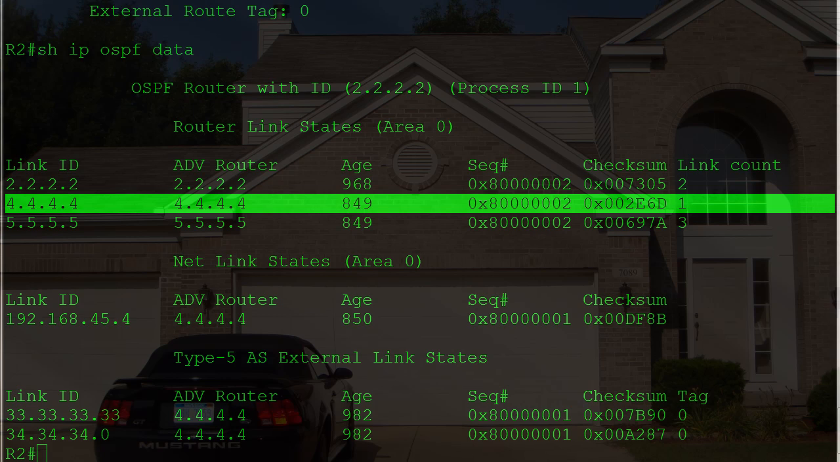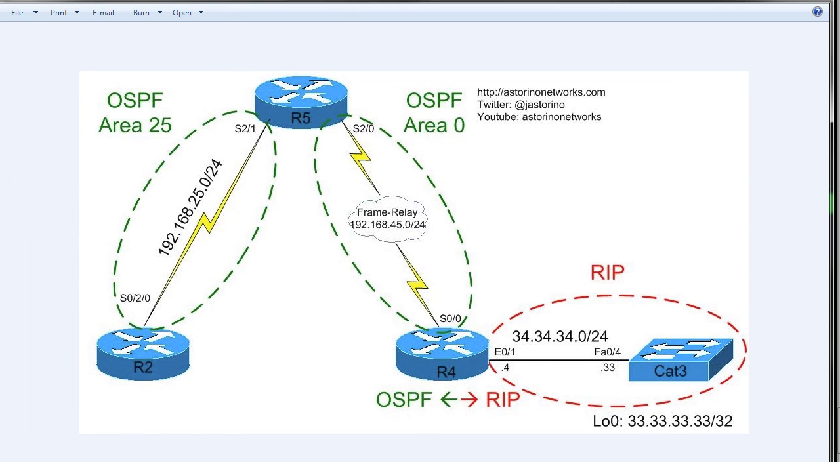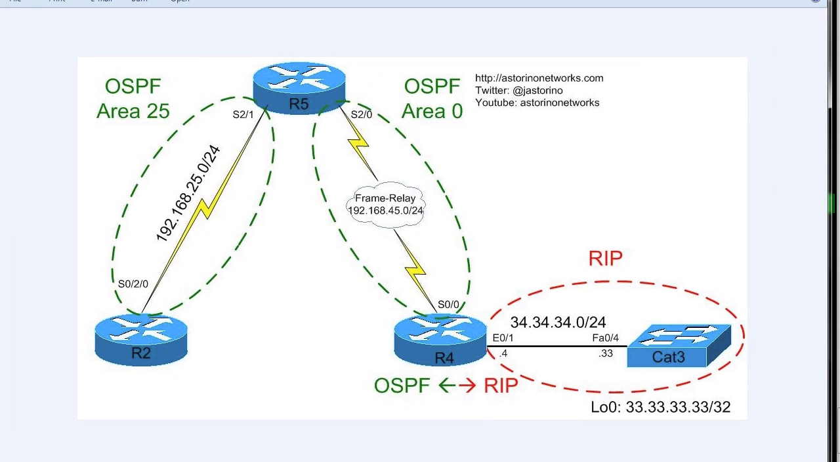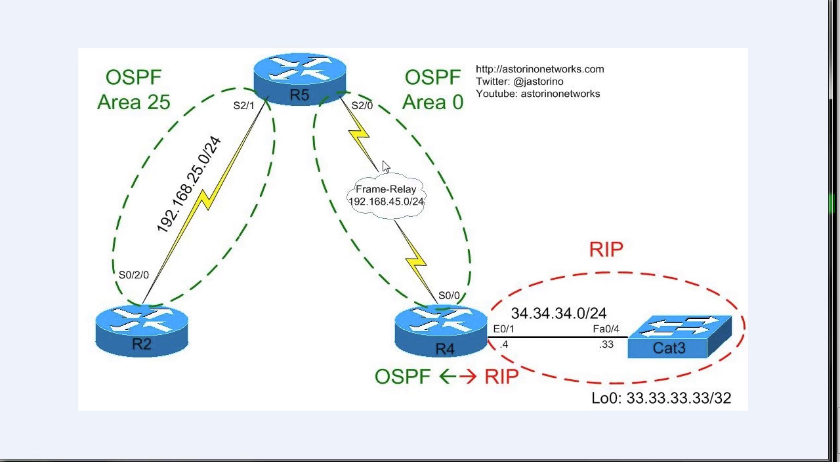Now we're going to modify things a little here so that things look a little bit more like this. So really the only difference is between router 2 and router 5 now, we're going to run Area 25 instead of Area 0. So let's go ahead and make those changes.